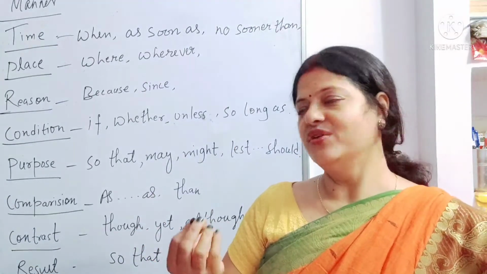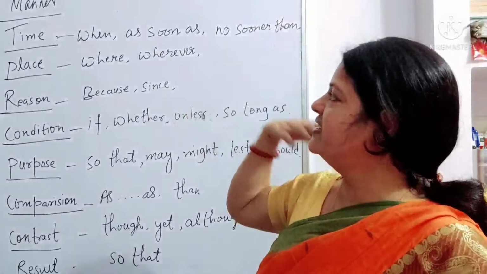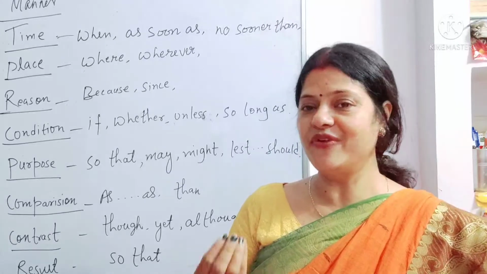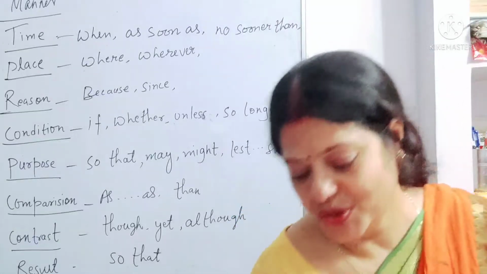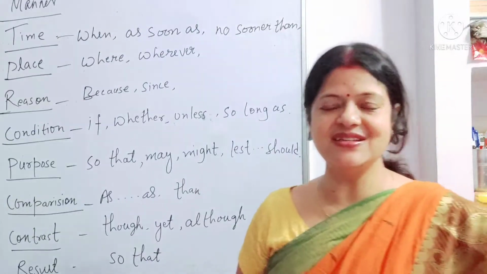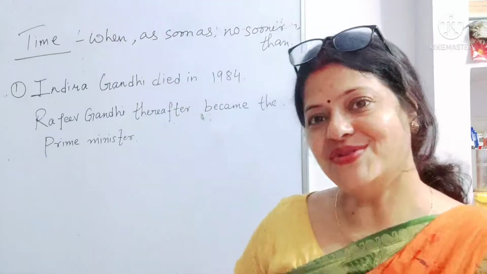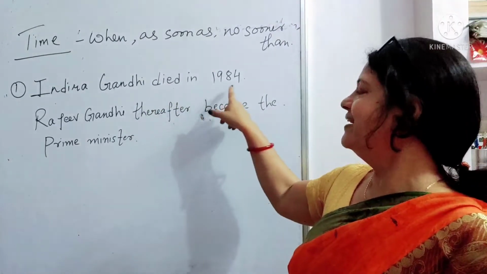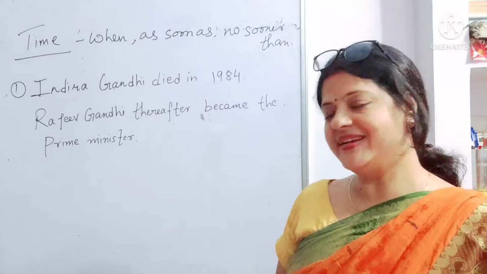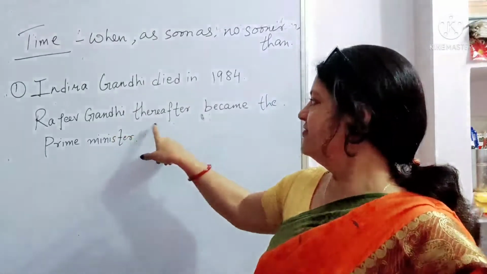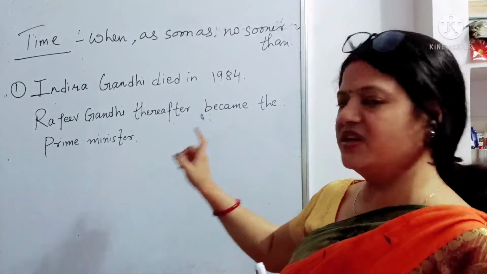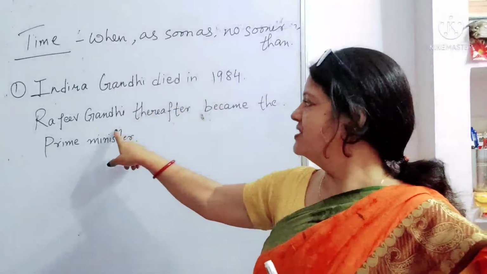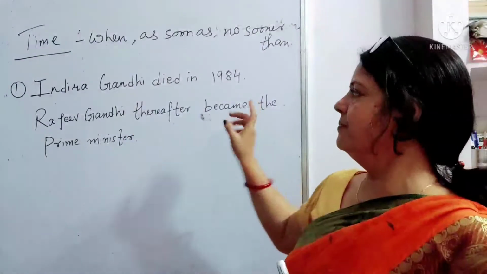So let's find out how these subordinating conjunctions work in a complex sentence of adverb clause to add two or more than two simple sentences to make one complex sentence. I have written two sentences on the board. First sentence: Indira Gandhi died in 1984. Second sentence: Rajiv Gandhi thereafter became the Prime Minister.